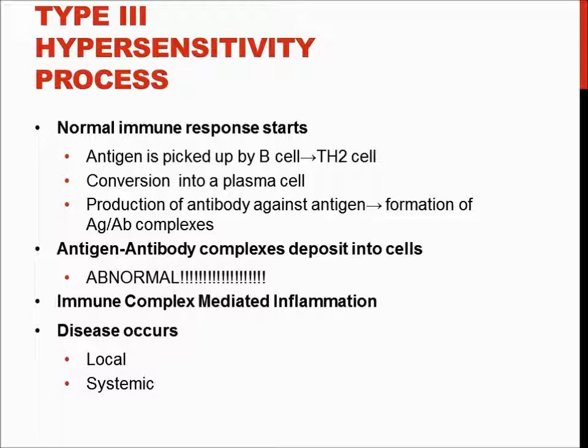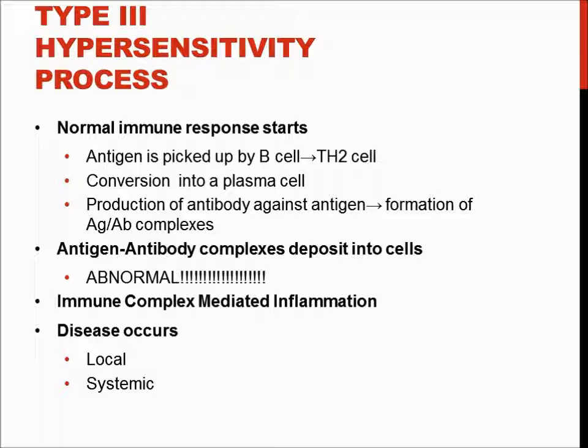Next, these complexes become embedded into cells, such as blood vessels. This, as you can imagine, is not right. These complexes activate complement. C3a, C4a, and C5a cause mast cell degranulation, increasing vascular permeability. C3a, C5a, C5b67 are chemotactic for neutrophils.